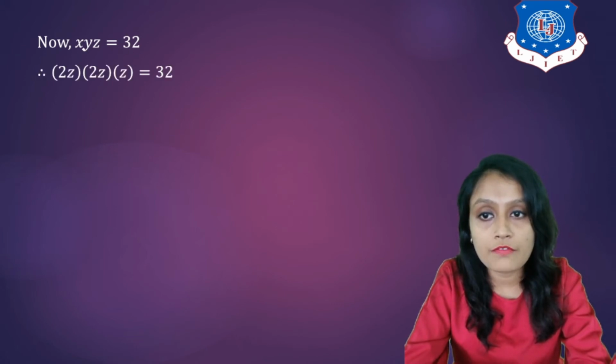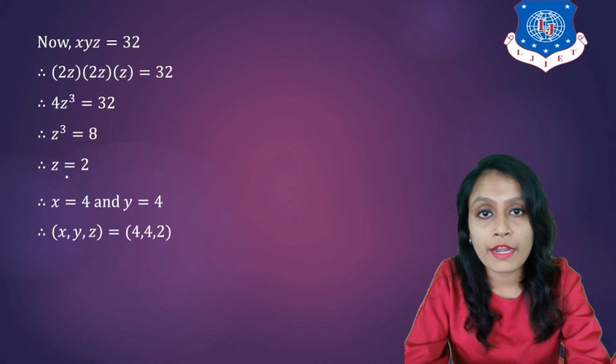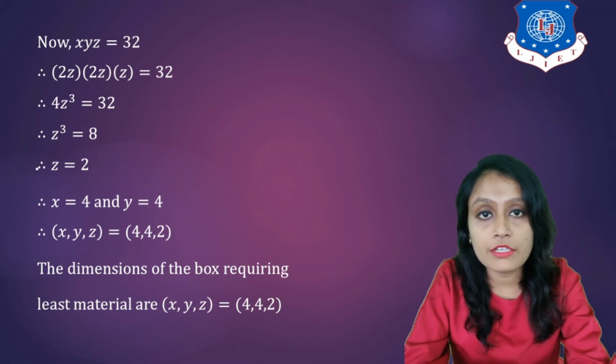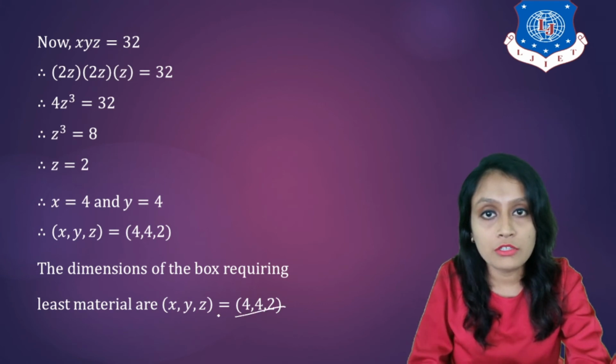In place of x we will write 2z, in place of y 2z, in place of z, z, and simplify this. So you will get 4z cube is equal to 32, therefore z cube is equal to 8, and therefore z is equal to 2. And so from that equation we'll get x is equal to 4 and y is equal to 4. So the point will be 4, 4 and 2. So the dimensions of the box which requires least material are 4, 4 and 2.